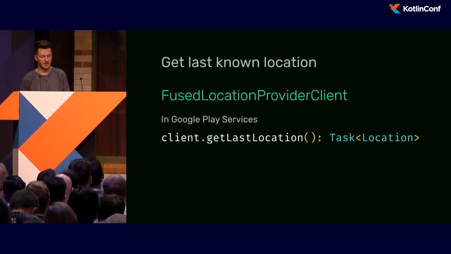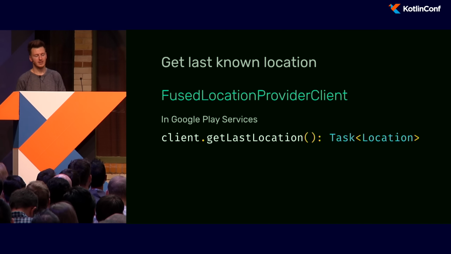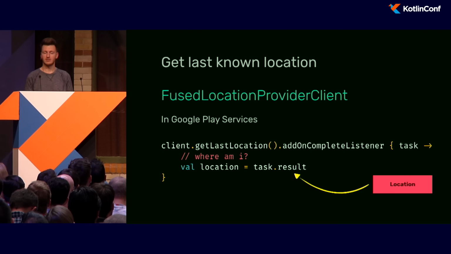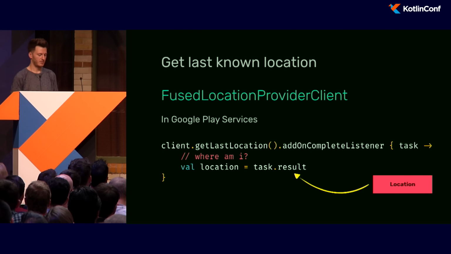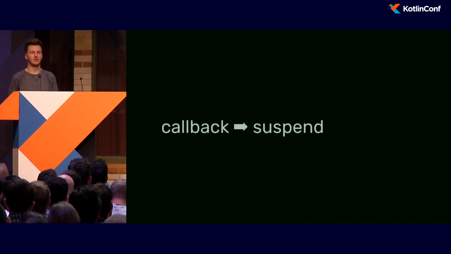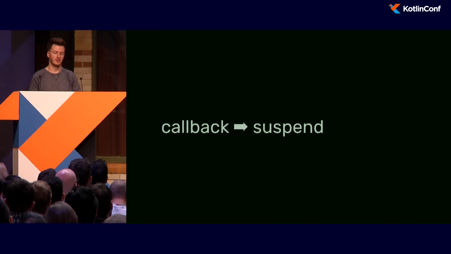Because it's Play Services, it returns what they call a task, which is, for all intents and purposes, a future. So the API we're going to use is called client.getLastLocation. That returns a task, which has a result type of a location. And here's how you would use it normally without coroutines. You just add an on-complete listener, and as soon as the task is completed, you will get the result back. So what we are actually doing here is converting a callback API into a suspending function. That's pretty much what we want.